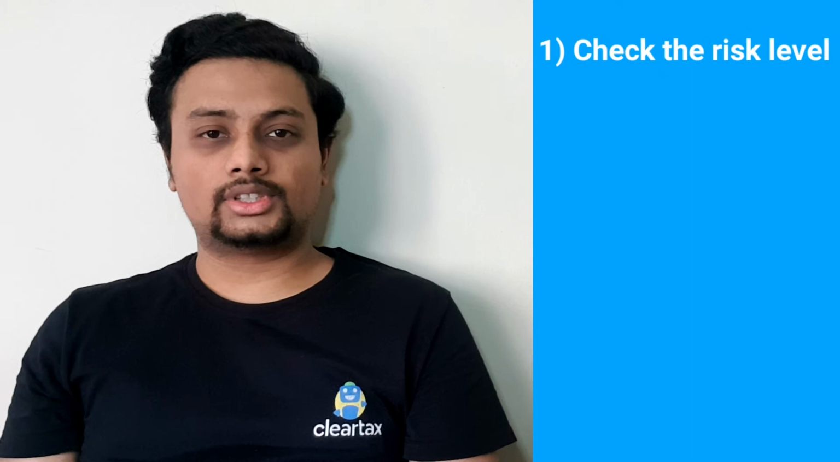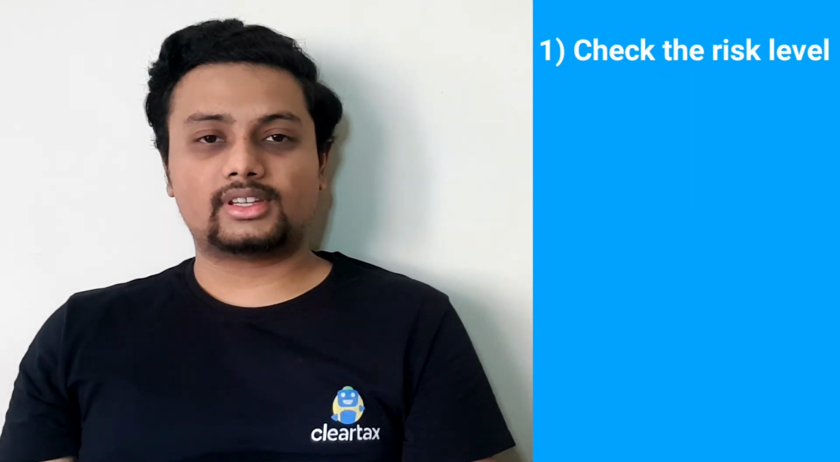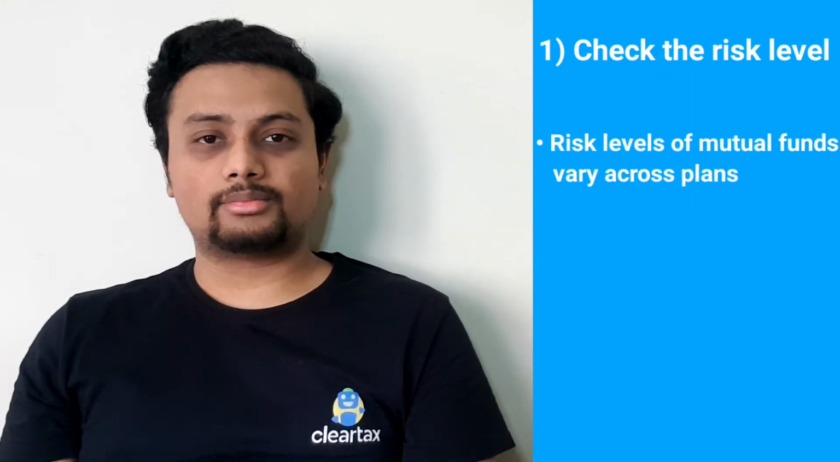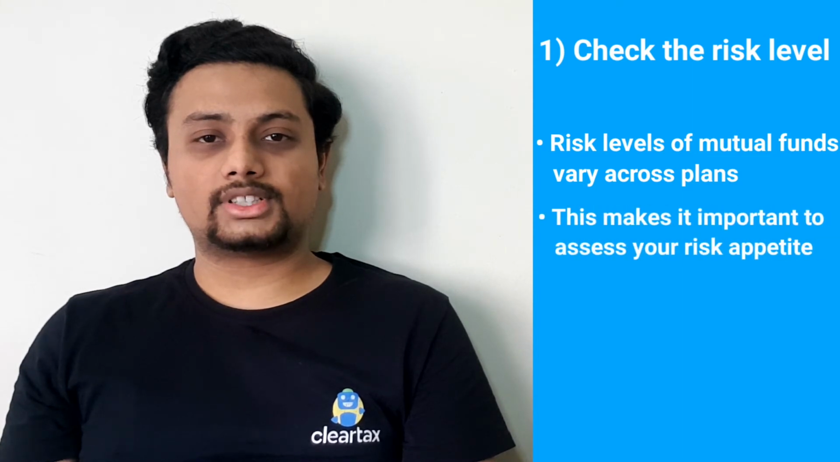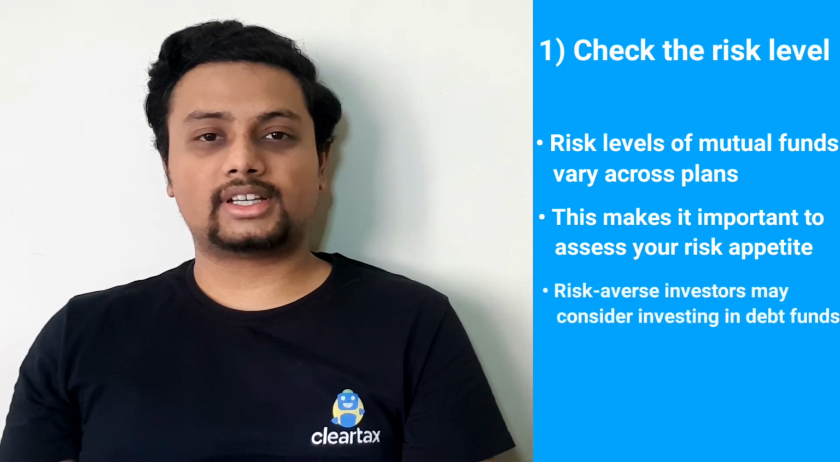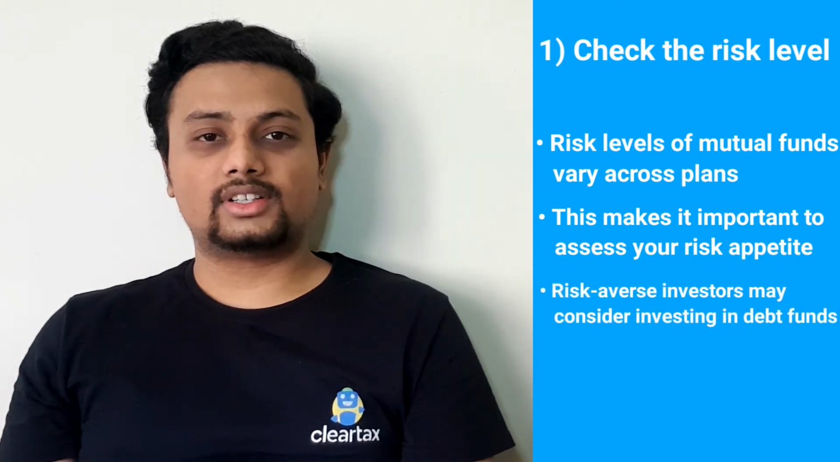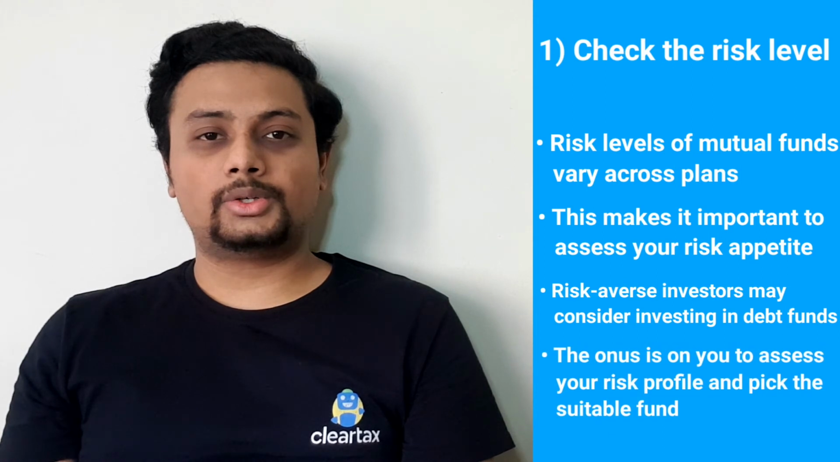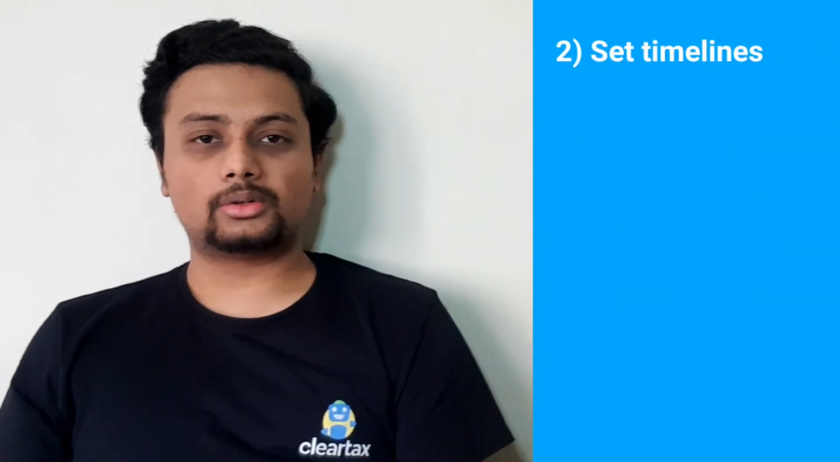Step 1. Ensure that the fund falls under your risk appetite. The risk levels of mutual funds vary across types and plans. This makes it very important for investors to assess their risk profile. If you are a risk-averse investor, then you may consider investing in debt funds. These funds invest in fixed income securities across debt and money markets. Debt funds are further broken down into multiple categories depending on the maturity period of the underlying securities and the risk level. The onus is on you to assess your risk profile and choose that fund whose risk falls under your appetite.